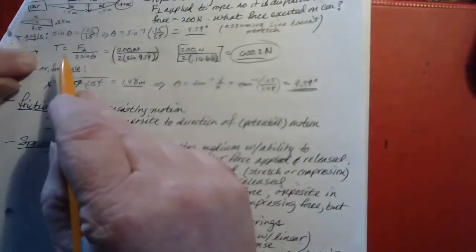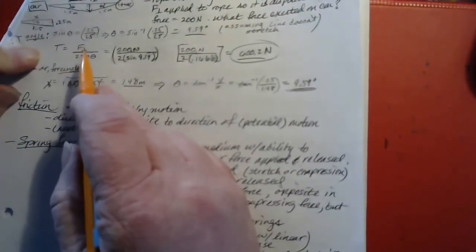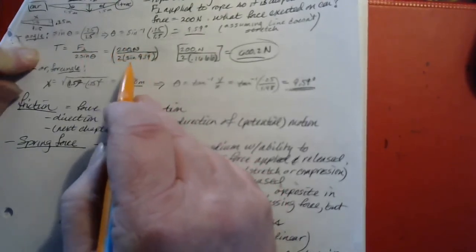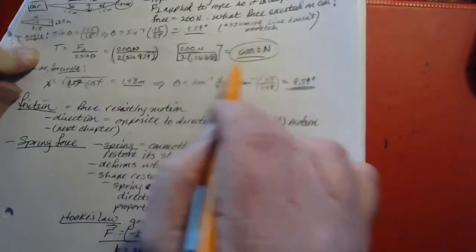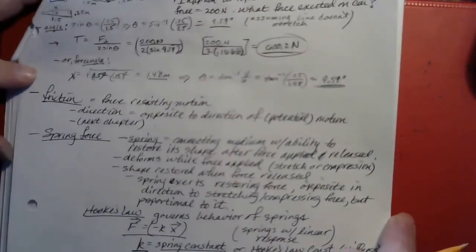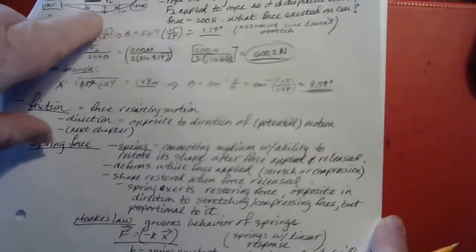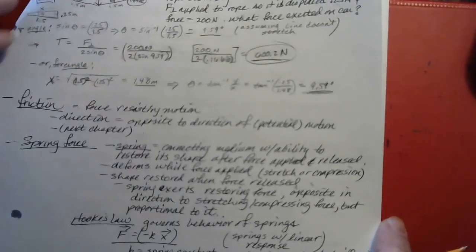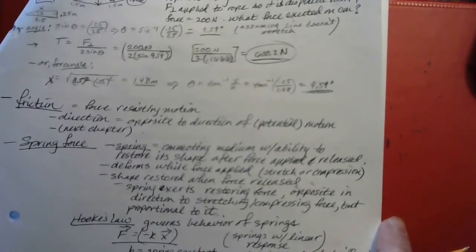Now that we know the angle, we can use the tension equation. Tension is just the perpendicular force over 2 sine theta. The perpendicular force we've been told is 200 newtons, and that's over 2 times the sine of 9.59 degrees. So that's 200 divided by 2 times 0.1666, and that gives us 600.2 newtons as the force on the car. That's with only a force of 200 newtons being applied to the line. So this is actually a pretty good way to multiply the force that's applied.